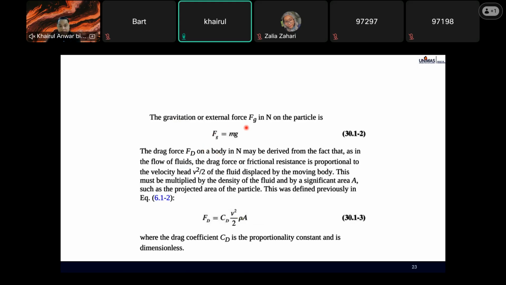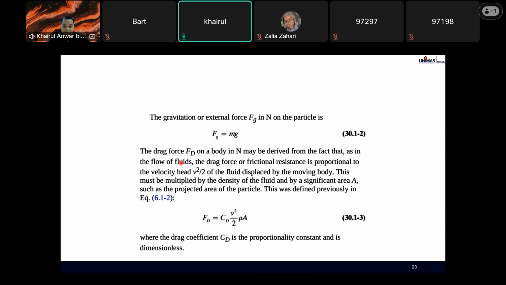Gravitational force is an external force on the particle, because there are three forces acting on the particle moving in fluid. So gravity is Fg equal to mg.